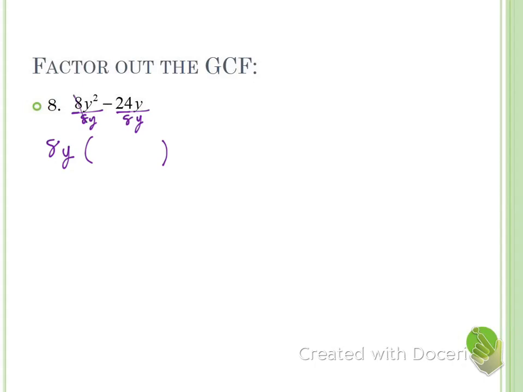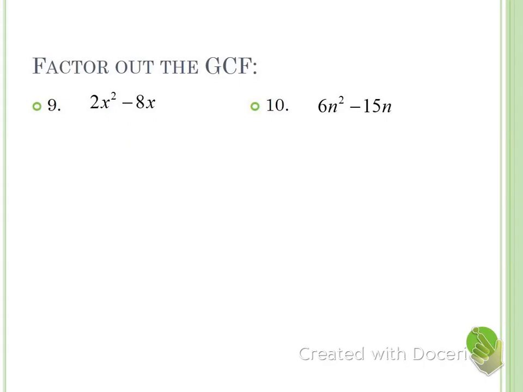When you do, 8 divided by 8 is 1. Y squared divided by y, we're just going to take a y out of there, and you get y. Minus 24 divided by 8 is 3, y divided by y is 1, so we're just left with y minus 3. If you distribute 8y into y minus 3, you'll get back to 8y squared minus 24y. But you need both of those. All right.